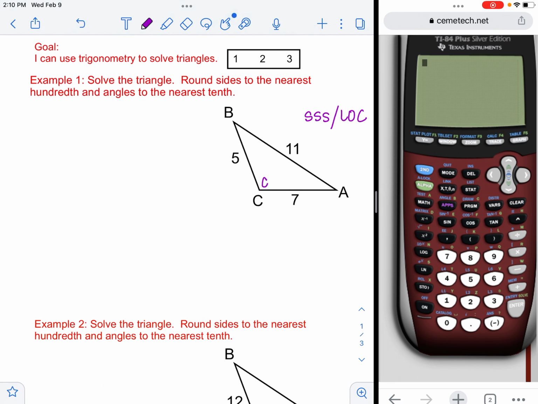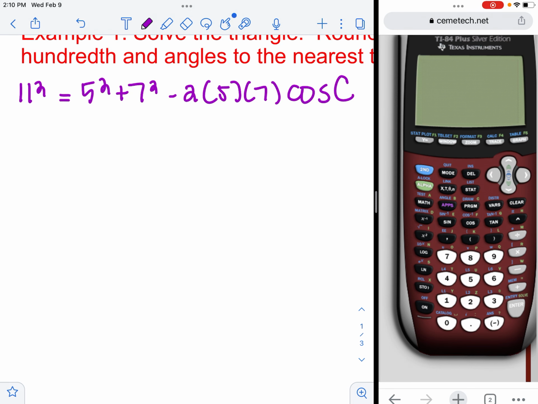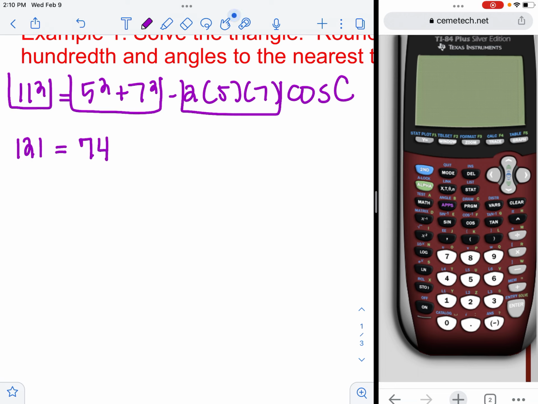If I'm solving for angle C, then I want to start with side c squared. So I'm going to do 11 squared equals 5 squared plus 7 squared minus 2 times 5 times 7 times the cosine of angle C, which is what we're solving for. If you look at that C, it's tucked in onto that cosine on the right side with a whole bunch of stuff. So we are going to get buckets of numbers so that we can solve this. 3 buckets here. All right, 11 squared is 121. 5 squared plus 7 squared, that's 25 plus 49, which is 74.